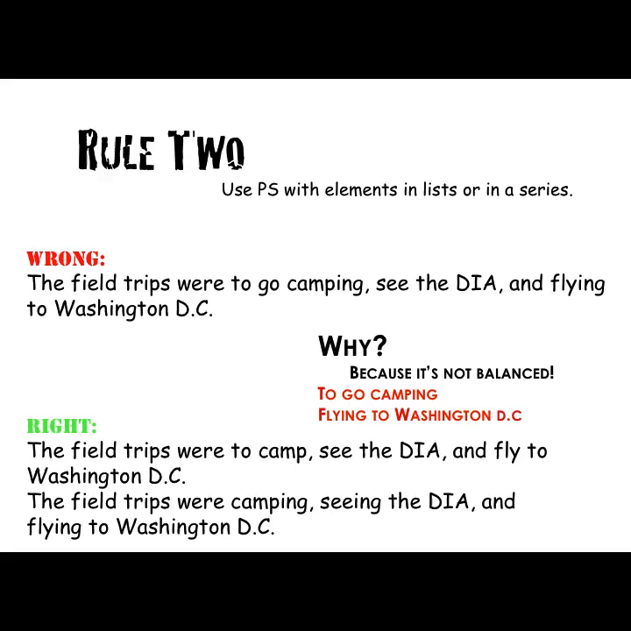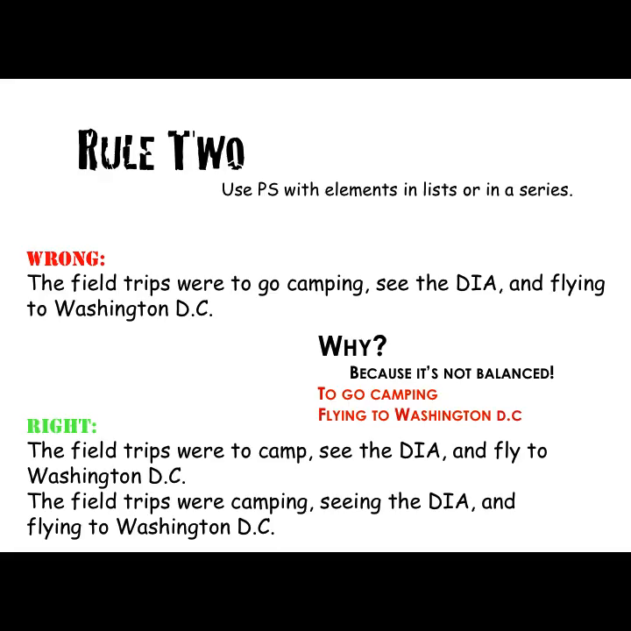Rule number 2, use parallel structure (PS) with elements in a list or a series. You guys know your list, right? Your shopping list, your Christmas list, your favorite movie list, your favorite name list. I don't know, just a list, right? Well, this sentence is wrong. The field trips were to go camping, see the DAI, and flying to Washington, D.C.